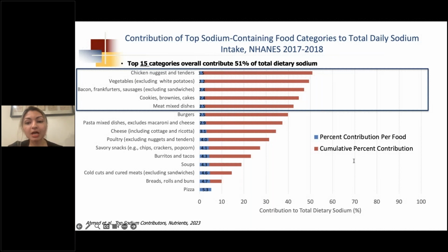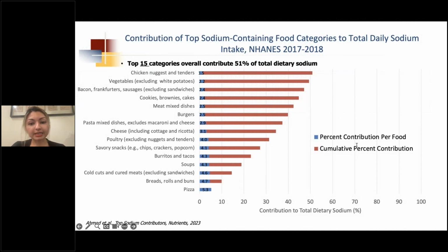As an example, chicken nuggets was ranking in the top 10 for children and ranking in the top 15 for low-income groups. Again, there were some anomalies that we came across where food categories ranked in the top 10 for certain subgroups, such as rice, which was ranking as the second highest contributor to sodium among Asians. But overall, what I'm showing to you right over here is essentially the selected top 15 food categories that are contributing about 51% to total dietary sodium intake.